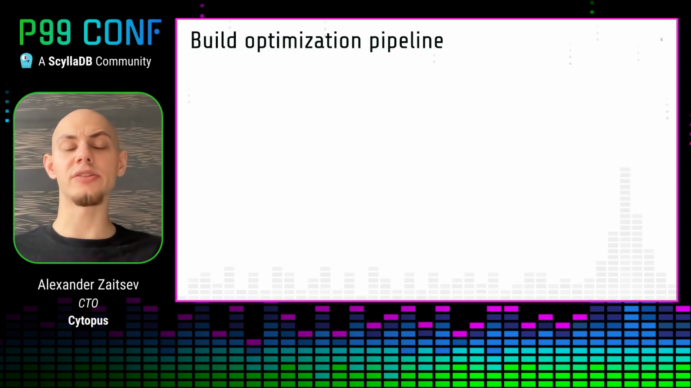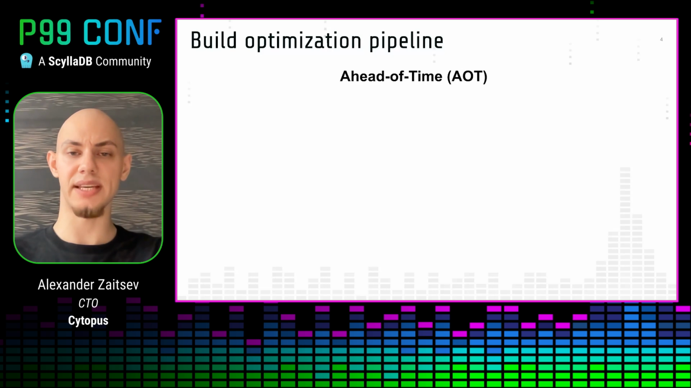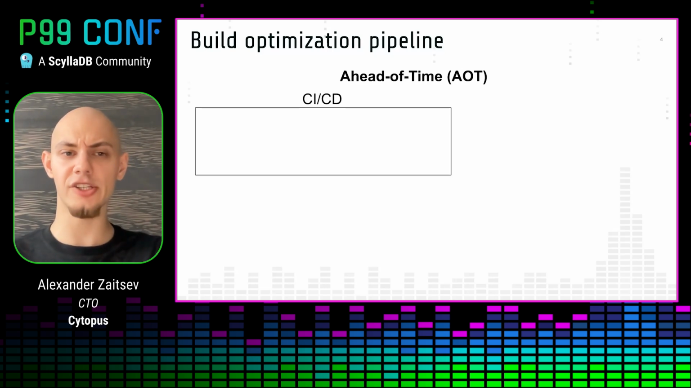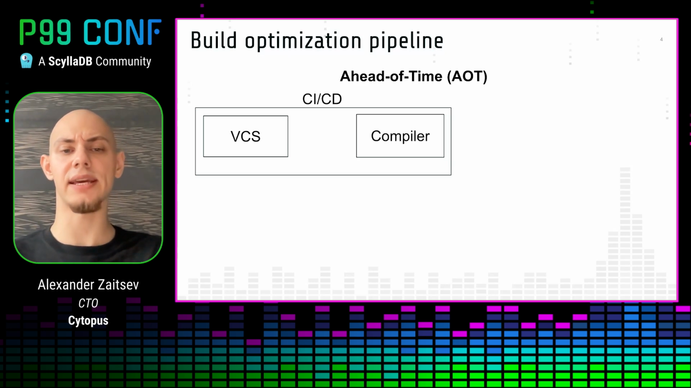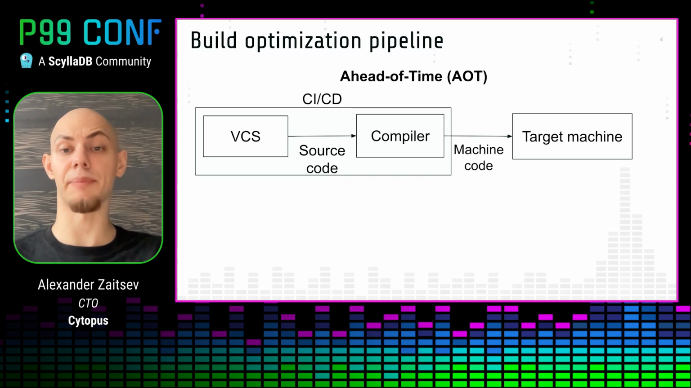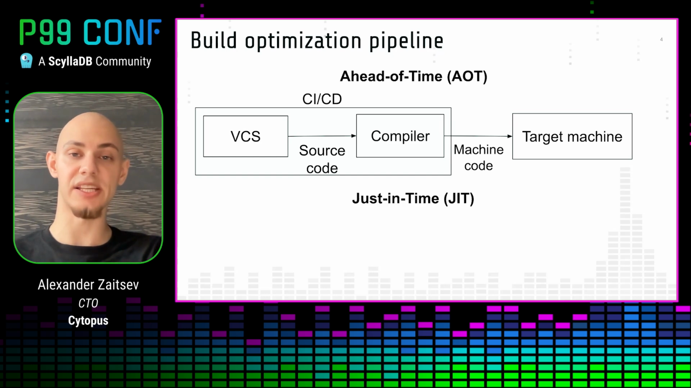So before the start, we need to make a quick overview about the regular build optimization pipeline. Actually, there are two major schools about how our application can be compiled. The first one is called ahead-of-time compilation. Here we see you have a regular CI/CD pipeline, the CVS, and the regular compiler. This compiler takes a source code and compiles to a machine code, a native code, and this machine code is deployed to a target machine where it's executed.